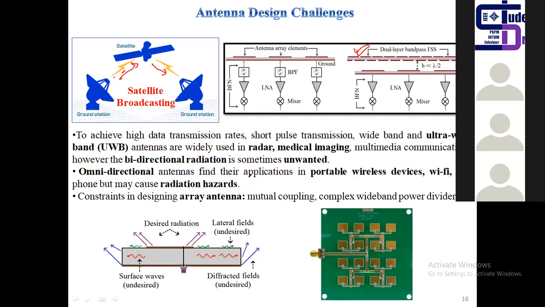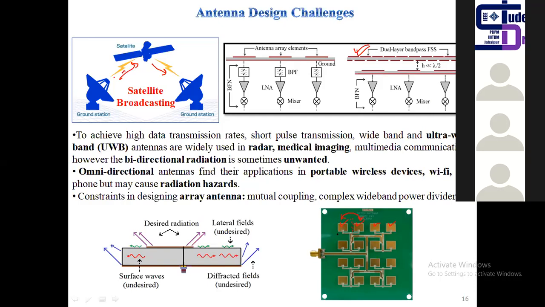Then we can also find applications in array antennas used in portable devices or microstrip antennas, where radiation hazards are there, so you can minimize them using this FSS structure. Mutual coupling in array antennas can be reduced. The individual elements are placed very close to each other, sometimes even less than lambda by 2 distance, so there will be mutual coupling between two antenna elements due to the fields. Then you can put some FSS elements between the antenna elements so that this mutual coupling can be reduced.